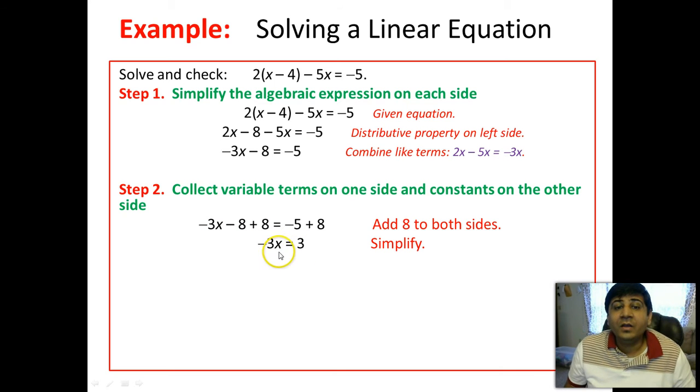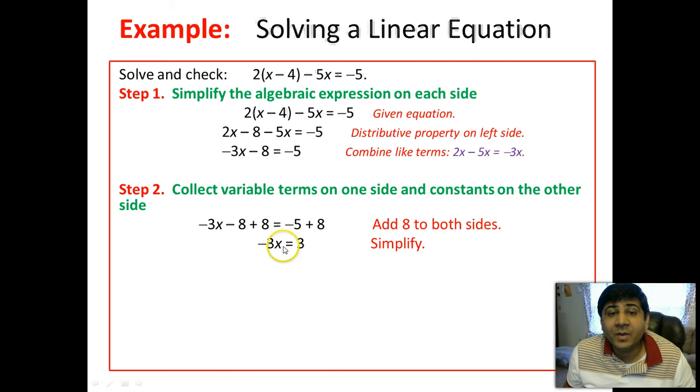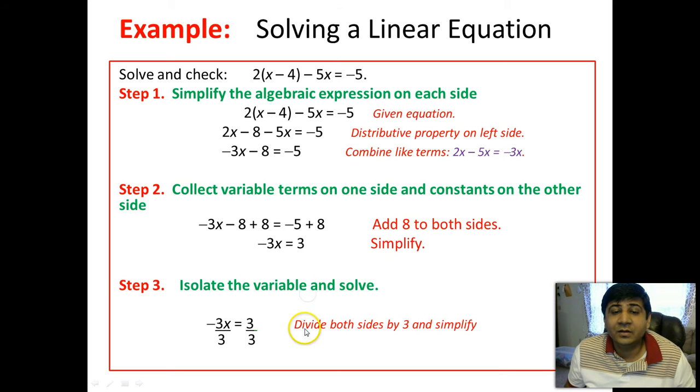Now we are at the point where we have all the variable terms on one side and all the constants on the other side. The next step is to isolate x. We will have solved it successfully if we get the value of x all alone. So what is extra here with the x? It's minus 3. How can we get rid of minus 3? Minus 3 is multiplied, so if we divide by minus 3 on both sides, we will get what we want. So x comes out to be minus 1. That's your solution right there.